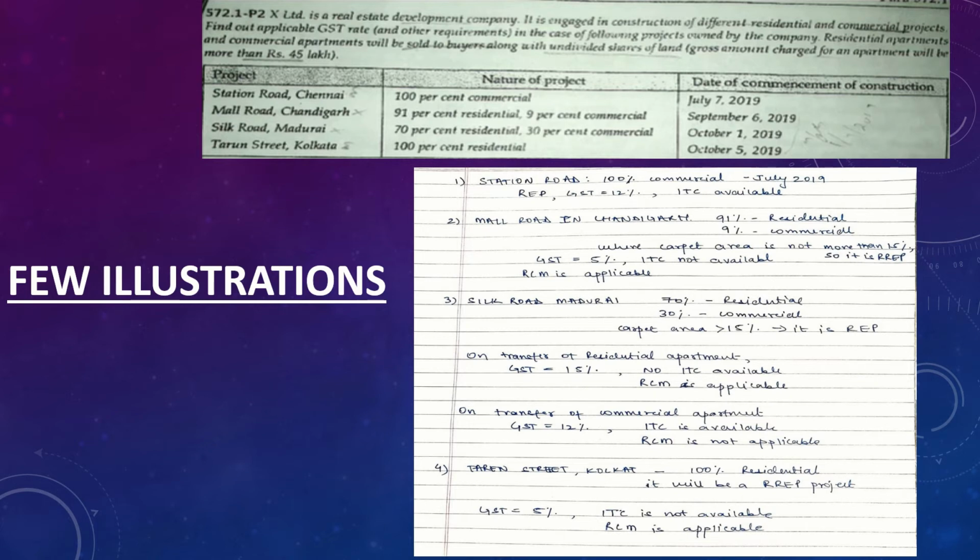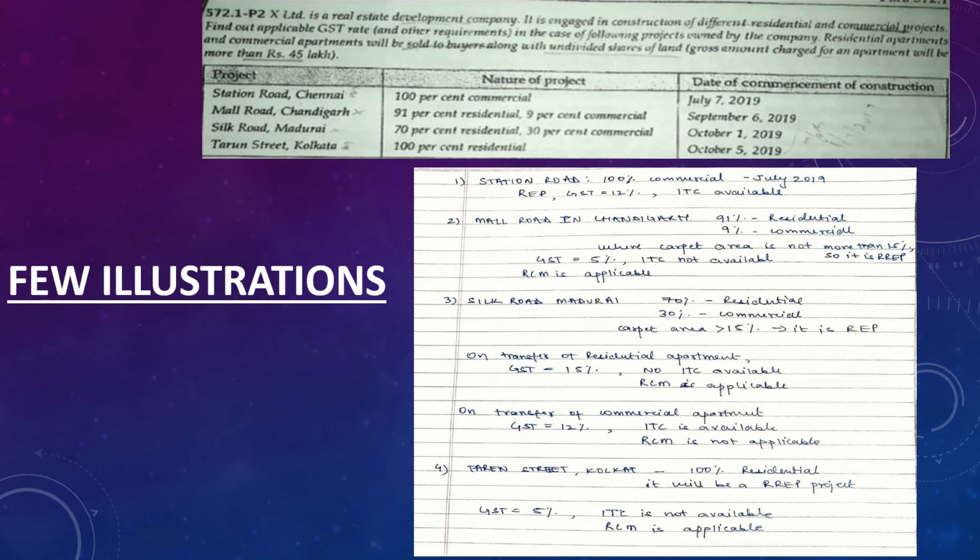Second would be Mall Road in Chandigarh, which is 91% residential, 9% commercial, where carpet area is not more than 15%. So it is RREP. GST would be 5%, ITC not available, RCM is applicable. Third would be Silk Road in Madurai. It is 70% residential, 30% commercial, and carpet area will be greater than 15%. It is REP. On transfer of residential apartment, GST 15%, no ITC available, RCM is applicable. And on transfer of commercial apartment, GST 12%, ITC is available, RCM is not applicable.